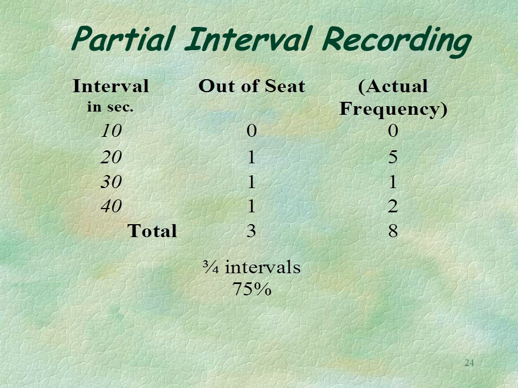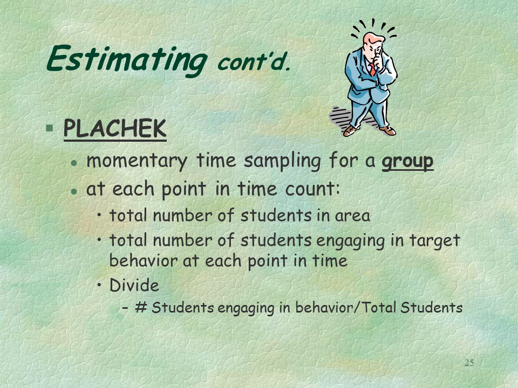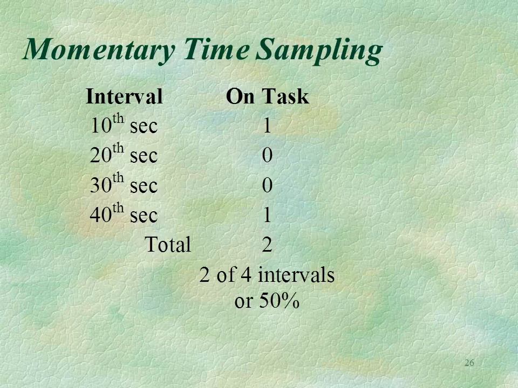Here are some examples of partial interval recording and momentary time sampling. A variation of momentary time sampling is called PLAcheck, or it's short for placheck. This is doing momentary time sampling with small groups of students. So instead of looking at an individual student at the end of each interval, you would look at a small group. You instantly make a determination of these students, what percentage is doing a certain behavior. Usually with this, it's how many are engaged versus not engaged. So it's a way of getting a snapshot of how engaged a group of students is.